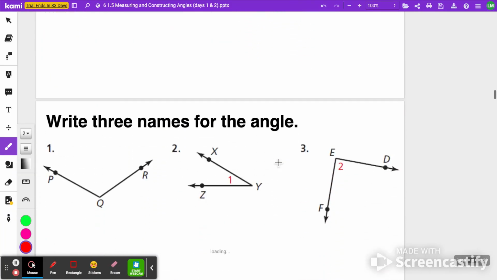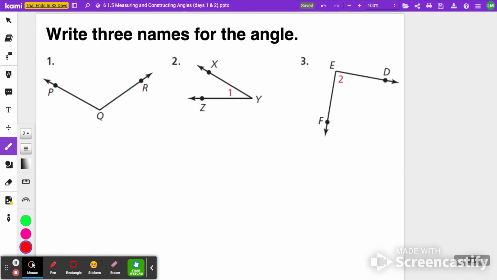The next piece, I'm going to have you try. It says write 3 names for the angle. So let's take time now. We're going to pause this video, see what you can do by yourself, and when you're ready, click play to check your work.